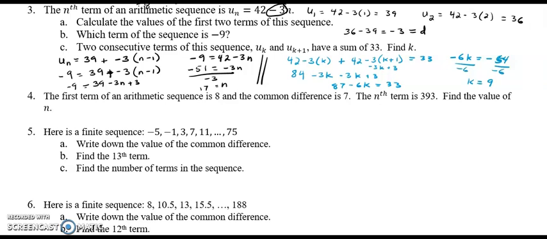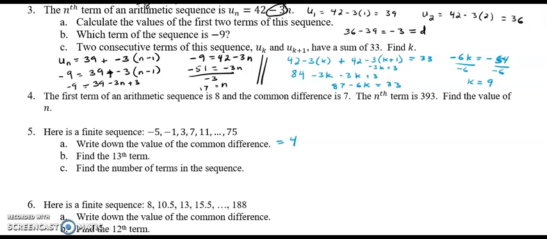Let's go one more. We're going to skip down to number 5. I want you to come back to number 4, but down on number 5, okay, here's a finite sequence. What's the common difference? Well, again, how much is this going up every time? Okay, that's pretty obvious. You can do that in your head. The common difference is 4.